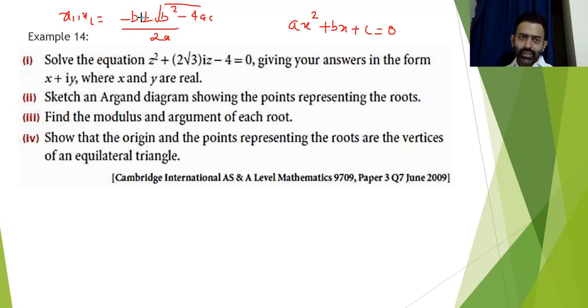Only then can we say that if one root is minus b plus this value, then the other root will be minus b minus this value. This we can only say when the coefficients of this quadratic equation are real. Coefficient means this a, b and c, all of these must be real numbers. But in this equation we have 2 root 3 i times z. So the coefficient of this middle term is not a real number.